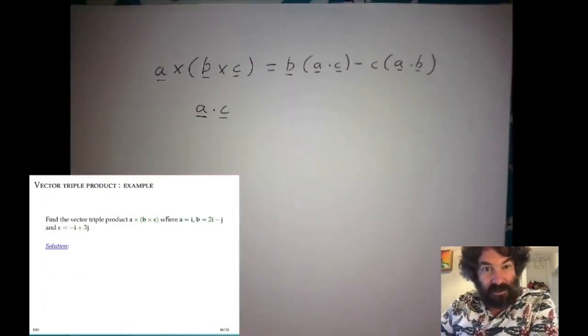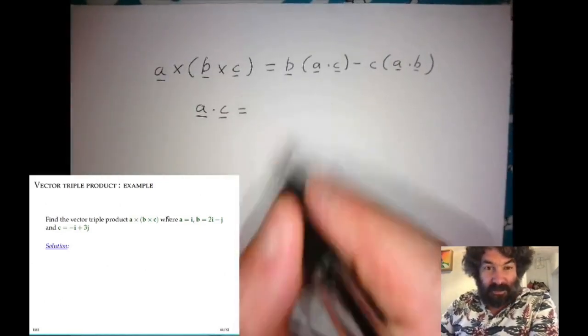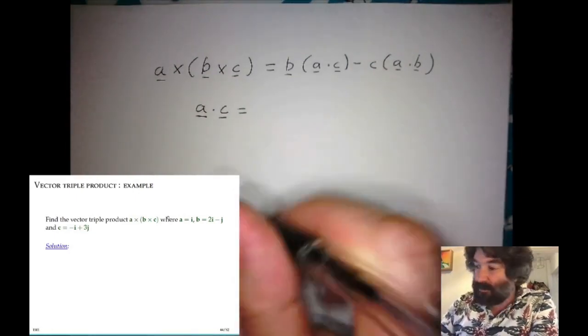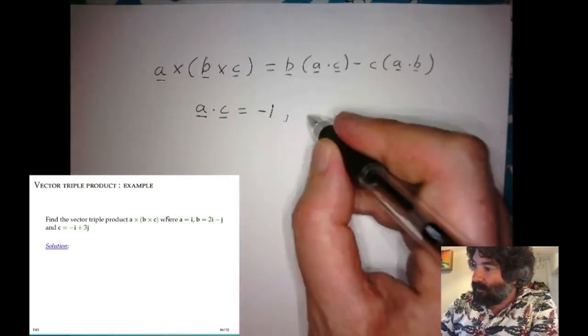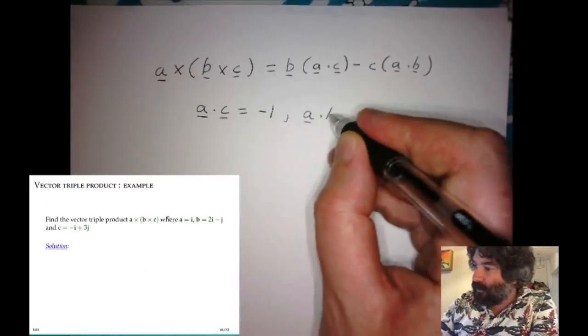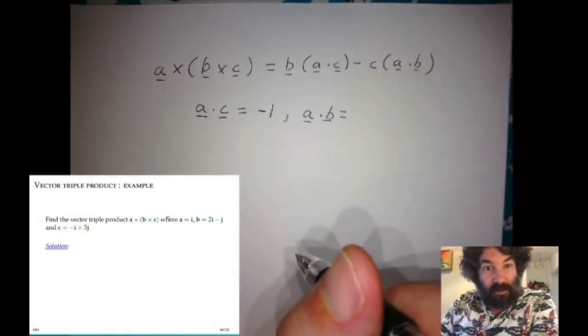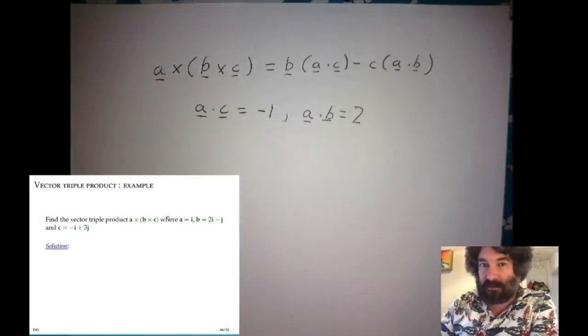Go back so you can see what A, B, and C are. So the dot product of A with C, A is just i, and so we just get 1 times negative 1, negative 1. We take this dot product. The dot product of A with B is going to be 1 times 2, so we just get 2 for this one.